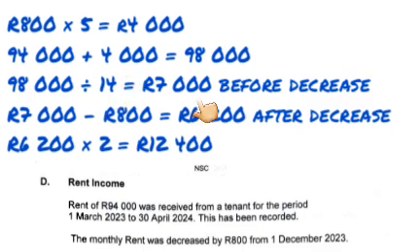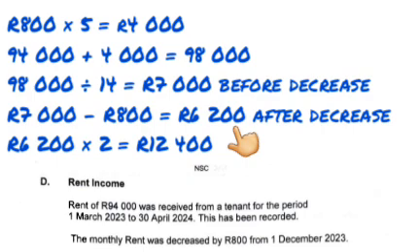It gives me 7,000 rand. This 7,000 rand is the amount they paid before I decreased. So for those last 2 months, they include a decrease of 800. So simply I'm going to take the 7,000 minus 800 and it gives me 6,200. So this is what they now paid after the decrease.